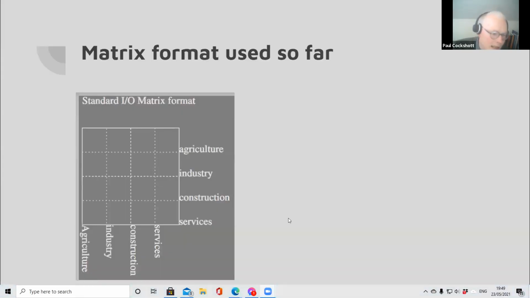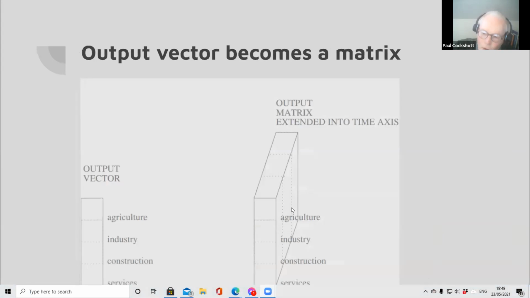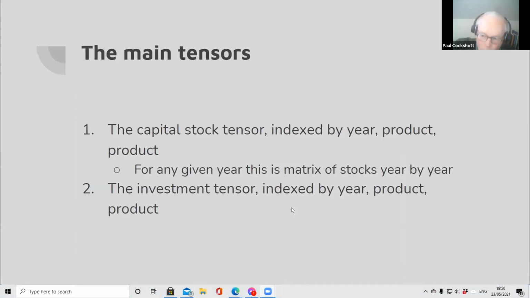You have to extend this a bit. The standard Leontief method is only within 1 year. Instead of using matrices, you extend it into using tensors with a time dimension. When you do that, you give a time dimension to all of them and use the harmony method to solve over time.